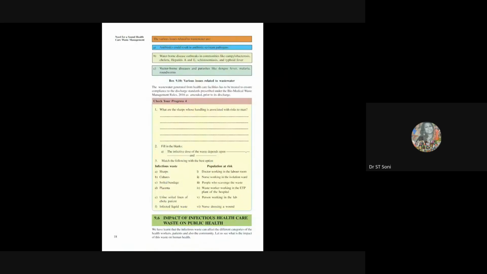Then wastewater is also a risk, because it carries a lot of organisms. So effluent treatment is also one of the ways, the effluent treatment plant, and the STP, the sewage treatment plant, for which another entire lecture will be there for you. These reduce the risk and make this water less risky to be drained into the common sewer line.